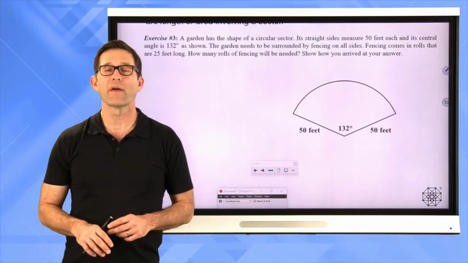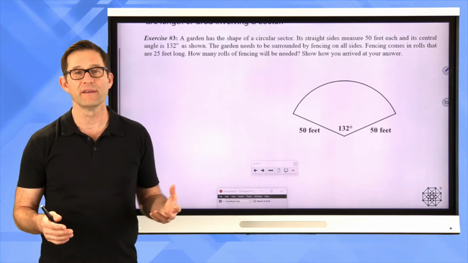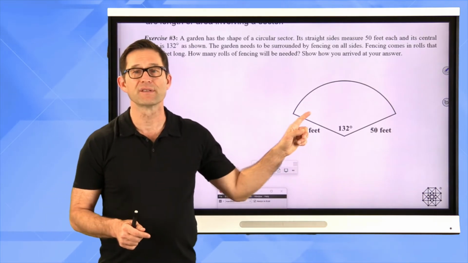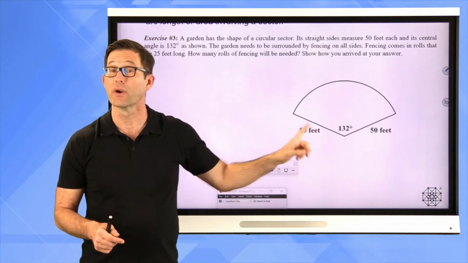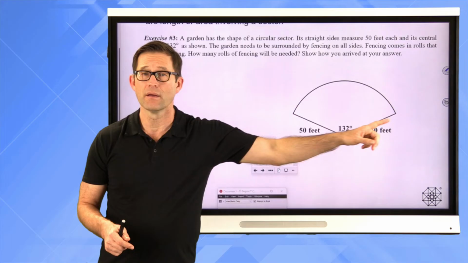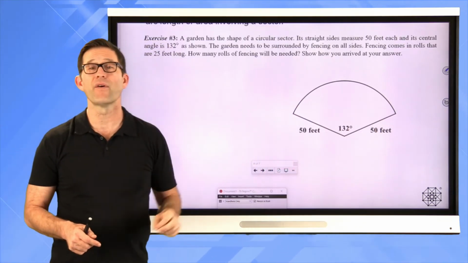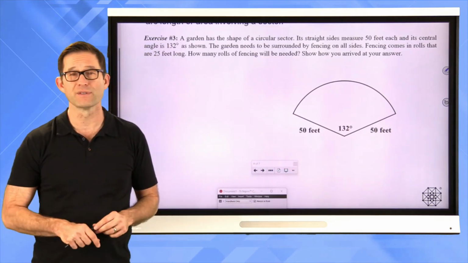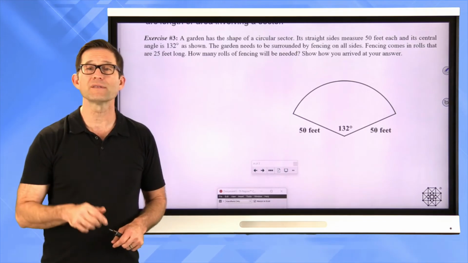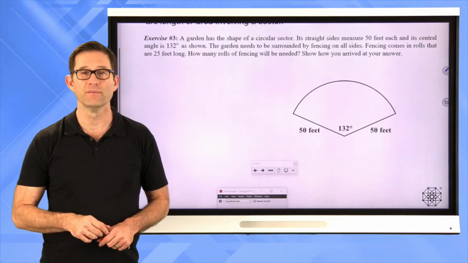All right. Well, I think probably it's a pretty easy idea here. We need to figure out the distance all the way around this sector, including the 2 radii. And then we need to divide that by 25 feet to figure out how many rolls of fencing we need. I'd like you to pause the video right now and see what you can do.